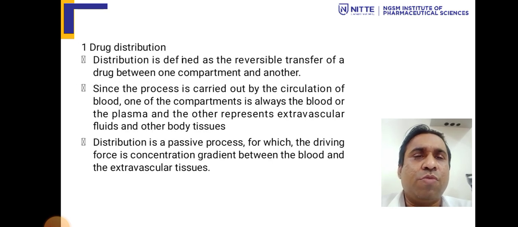What is drug distribution? Distribution is defined as a reversible transfer of drug from one compartment to another. Since the process is carried out by the circulation of blood, one of the compartments is always the blood or the plasma, and the other represents extravascular fluids and other body tissues. Distribution is a passive process for which the driving force is the concentration gradient between the blood and extravascular tissues.